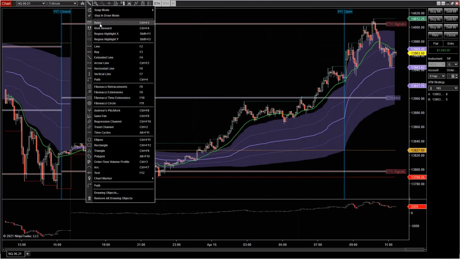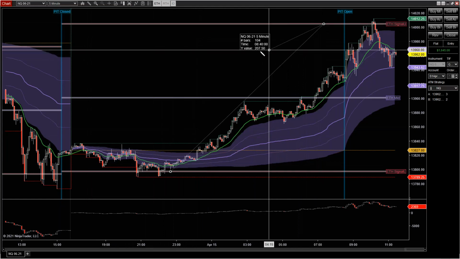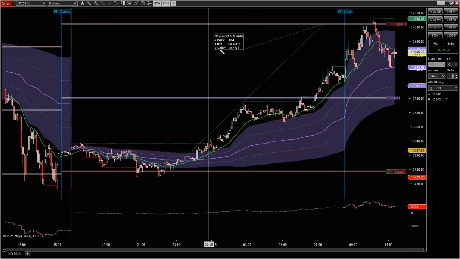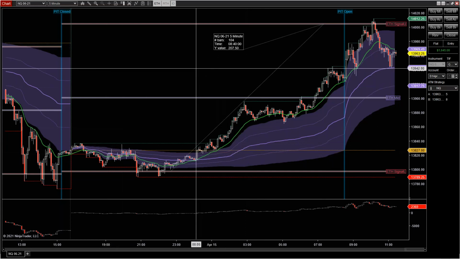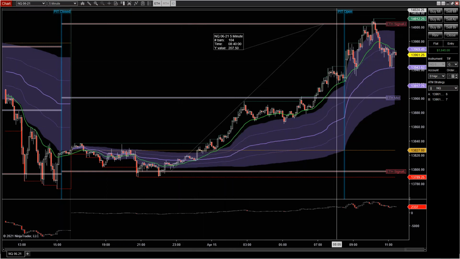So we're going to go here to the ruler, and you go from signal to signal, right? That is 207.5 NQ points, right? And so at $20 a point times 207, that's $4,100 worth of movement right there on the NQ.